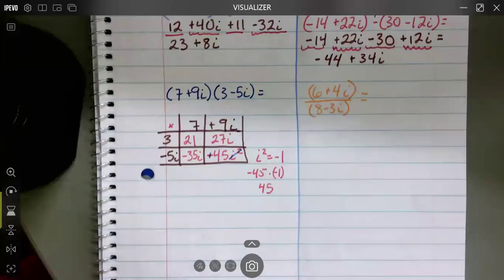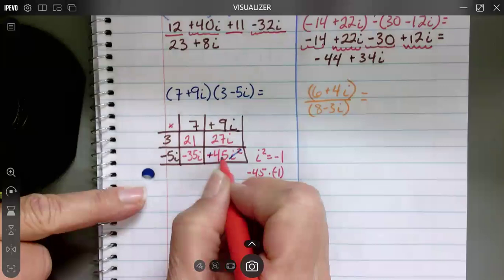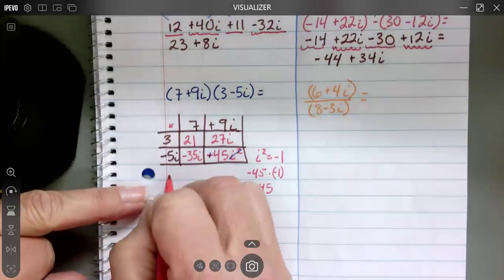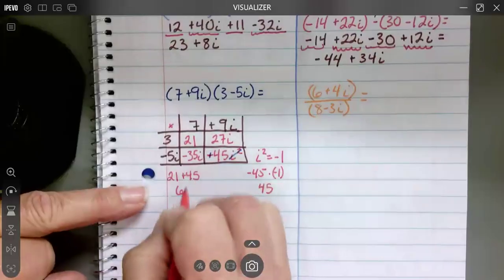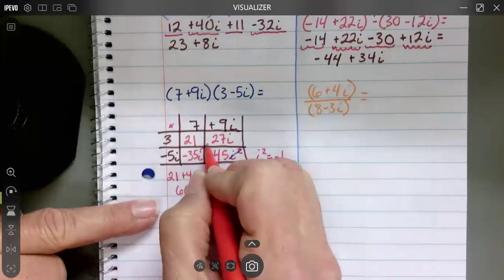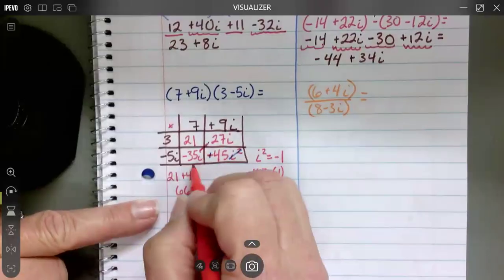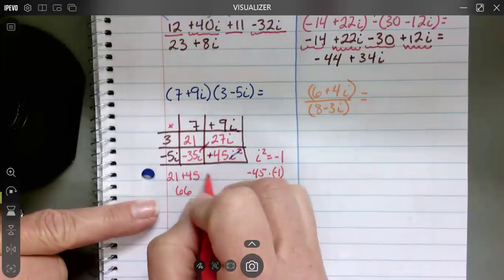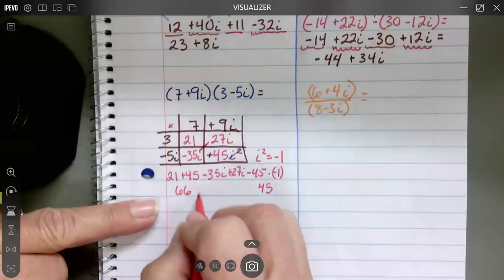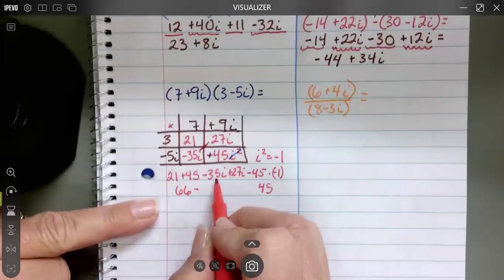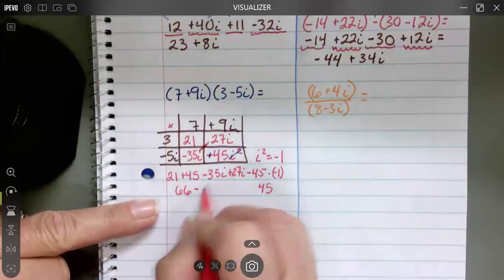And now we combine like terms. So I see that I have 21 and 45 are both regular numbers. So I will combine them. 21 plus 45 equals 66. And then these are also like terms. So negative 35i plus 27i is going to be negative because 35 is bigger than 27. 35 minus 27 will be negative 8i.